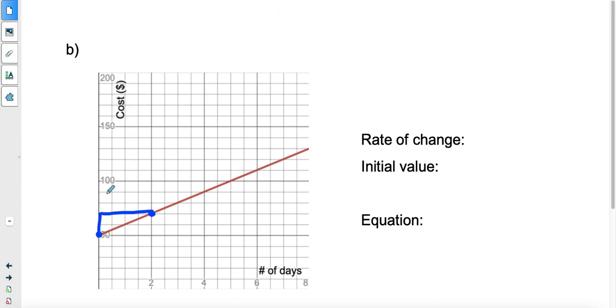The rise, well, here we're going up by $20. And the run, we're going to the right by 2 days. So the rate of change is just going to be rise over run, 20 divided by 2. So let's do that. 20 divided by 2, that gives me 10.